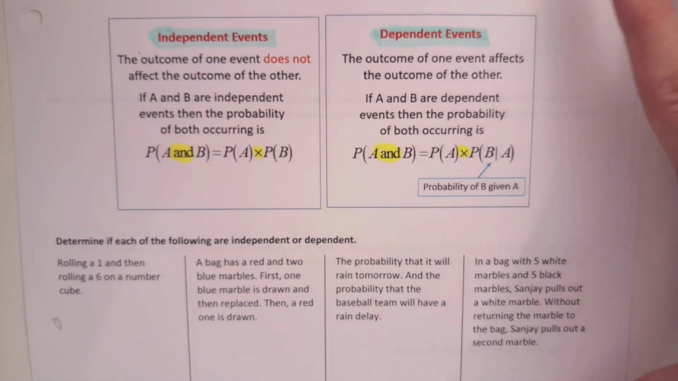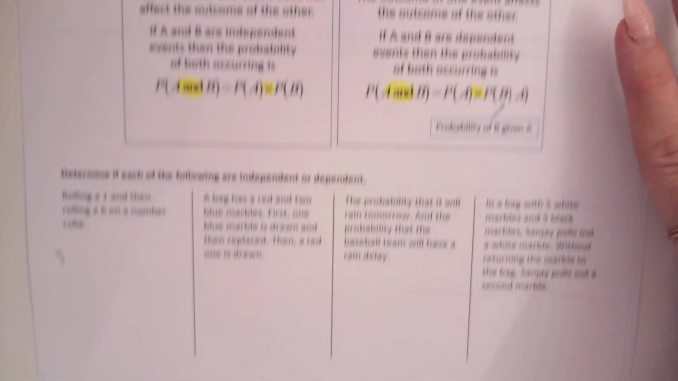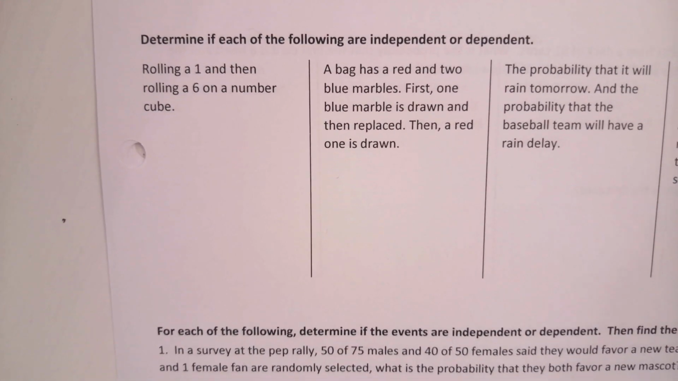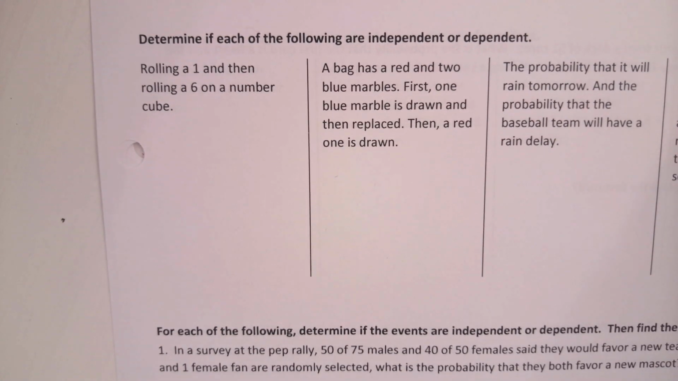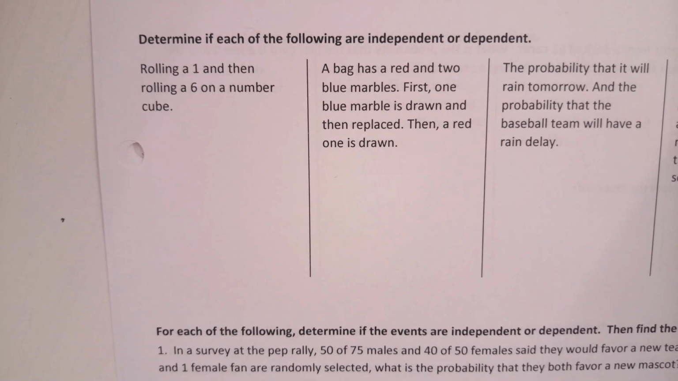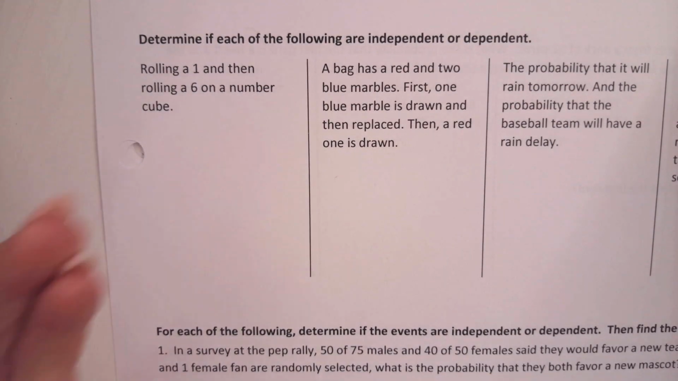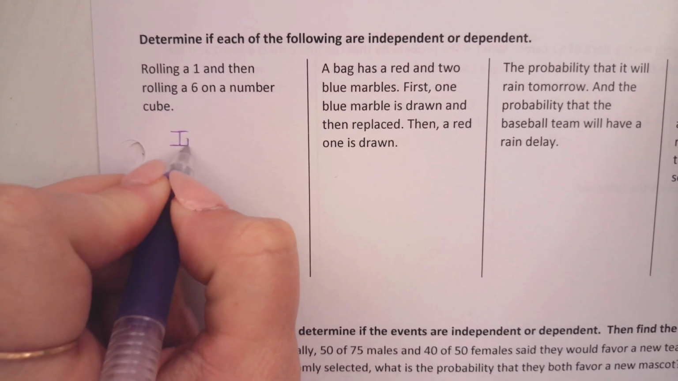For the first section, we're just trying to figure out whether they are independent or dependent. Looking at the first one, it says rolling a 1 and then rolling a 6 on a number cube, so like a dice. The fact that I rolled a 1, is it going to change my numbers? No, that's independent. Those have no effect on each other.